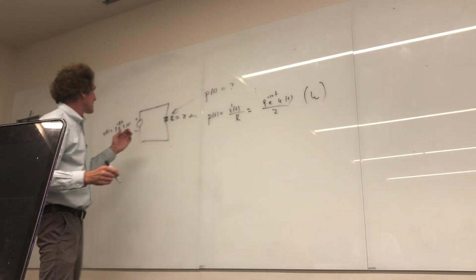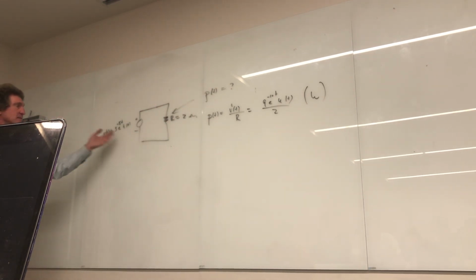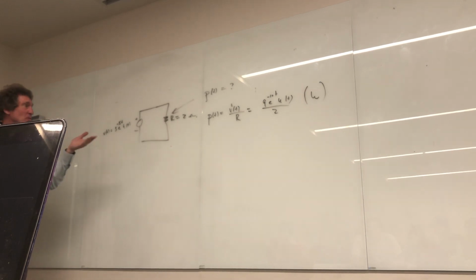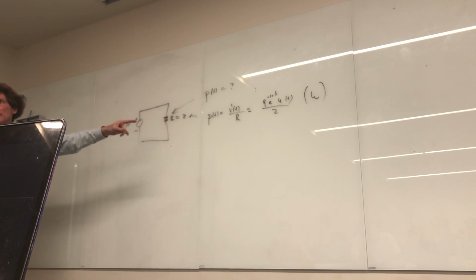I can make this as complicated as I want. I could make this thing times a sine, a cosine. But just multiply it times as many functions as you want. It never changes the essence of what I'm doing. It's always squaring that voltage, dividing by resistance.